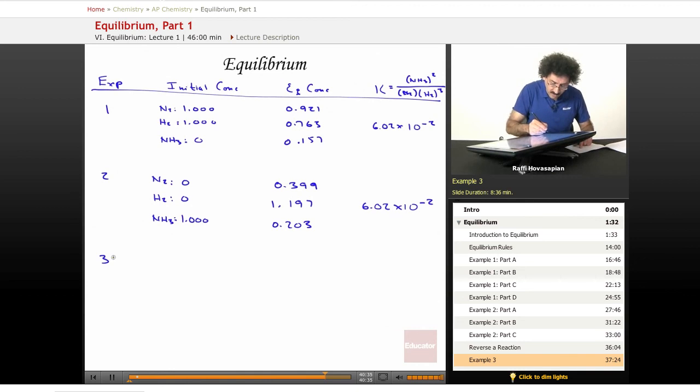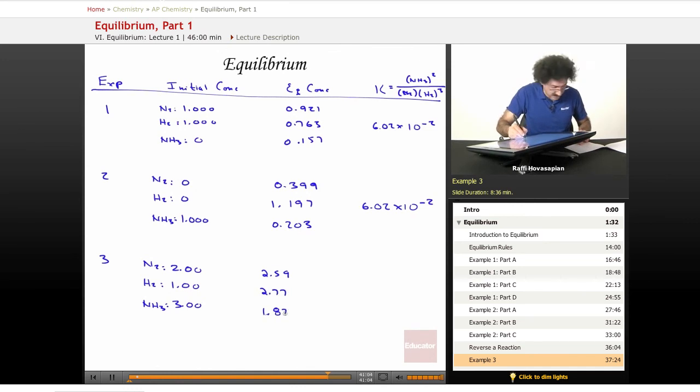And we did one more experiment, and we started off this time with nitrogen, hydrogen, and ammonia. We did 2.00, 1.00, and 3.00. And we ended up with 2.59, 2.77, and 1.82, and when we calculated K, we got 6.02 times 10 to the negative 2.